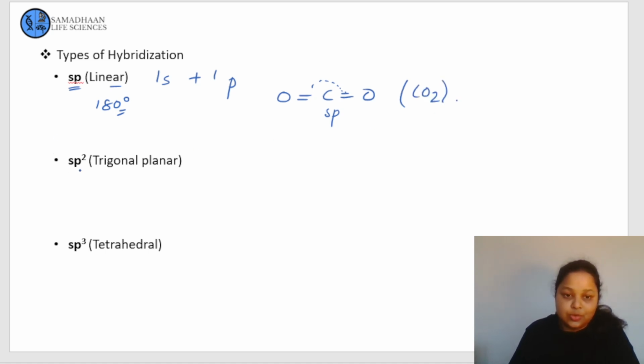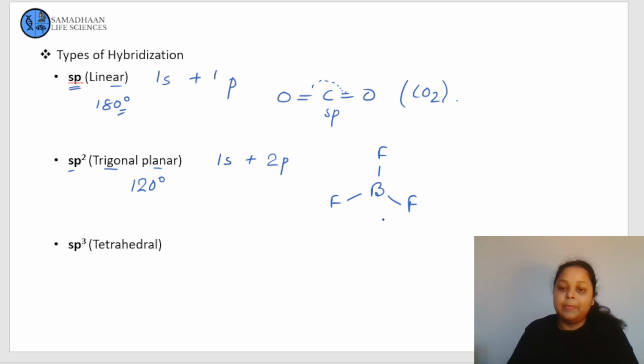Then let's go to the second one, sp2, which is formed by overlapping of one s and two p orbitals. So total three orbitals. And the bond angle is 120 degrees with a trigonal planar geometry. If we take an example here, BF3, then this is trigonal planar. So all the atoms are in the same plane and the bond angle is 120 degrees.